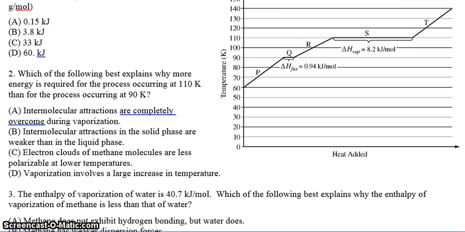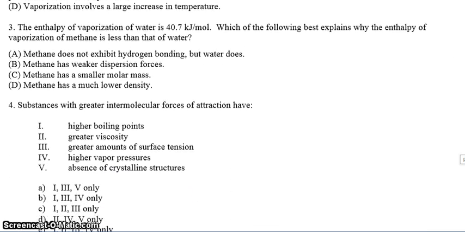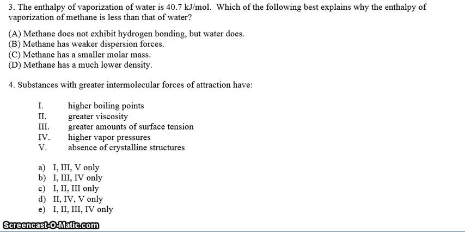Number 3 says the enthalpy of vaporization of water is about 40.7 kilojoules per mole. Which of the following best explains why the enthalpy of vaporization of methane is less than that of water? So we saw that methane is quite a bit less. We recognize that water, being polar, actually has dipole forces operating in it, but it having hydrogen bonding is why the vaporization for water is so high. So actually, anytime you see hydrogen bonding, that will likely overcome any other intermolecular force.